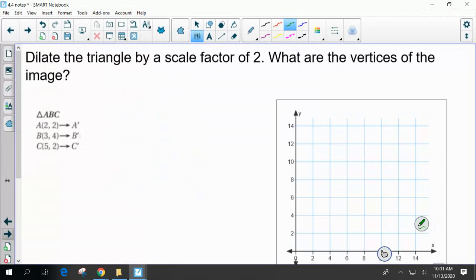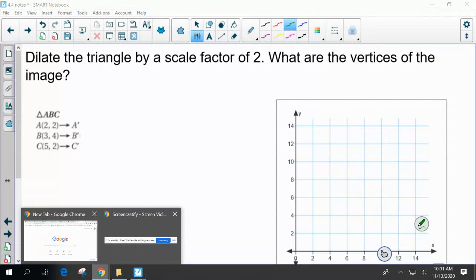Okay, so I want you guys to take a look at the next one. You're going to do this one on your own, and you're dilating by a scale factor of 2. So that means I'm going to take everything times 2. So you'll need to pause your video and do this problem.